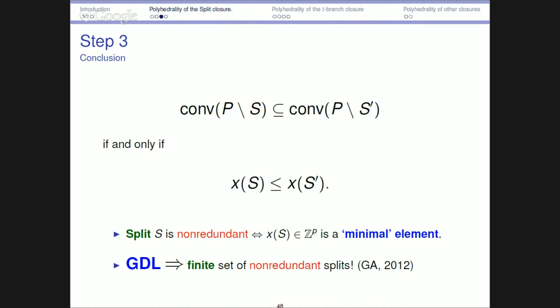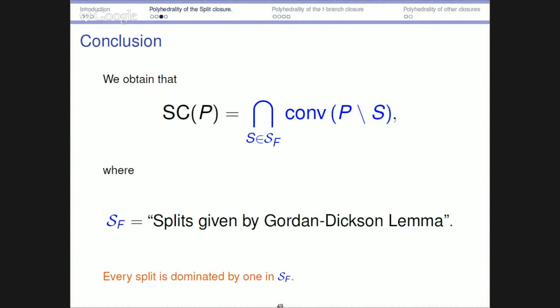And this was proved first by Gennady Averkov. So what you can say at the end is that the split closure, this infinite intersection, can be written as the intersection of these non-redundant splits that are given by Gordan-Dickson lemma. And this is a finite set because Gordan-Dickson lemma gives you a finite set. Okay? So every split set will be dominated by one of them. Remember Gordan-Dickson lemma, every element on the set is dominated by one in this finite set. So you can say the same for the splits. So these are the two proof techniques.